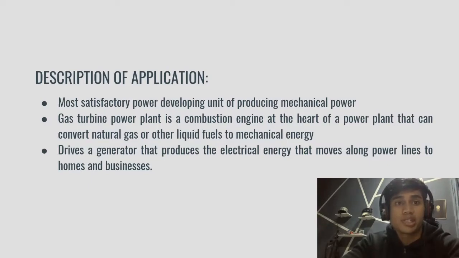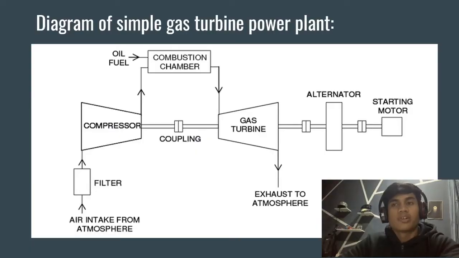The second point is about the gas turbine power plant. It's a combustion engine at the head of a power plant that can convert natural gas or other fluids to mechanical energy. This energy can drive a generator that produces electrical energy that moves along power lines to homes and businesses. For the next part, I will explain the simple diagram of the gas turbine power plant.